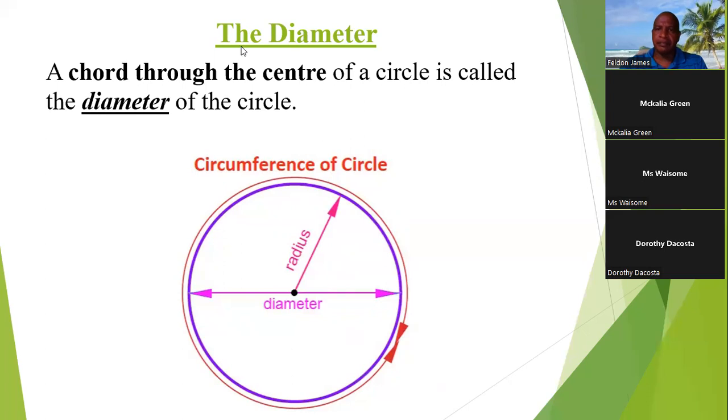The radius is half the diameter. This is half the length of the diameter. So in other words, if you have the diameter and cut it into two equal parts, half the diameter would be the same as the length of the radius. All right.